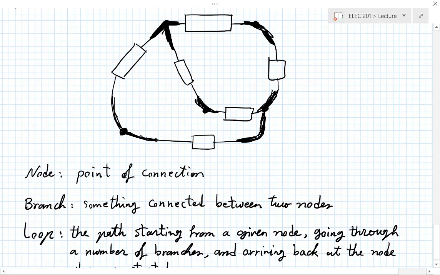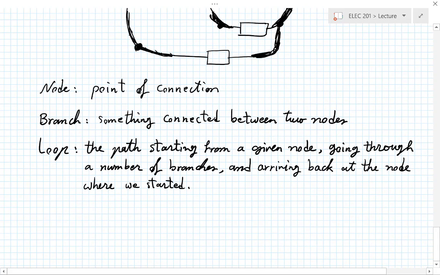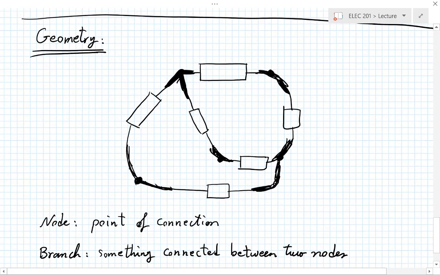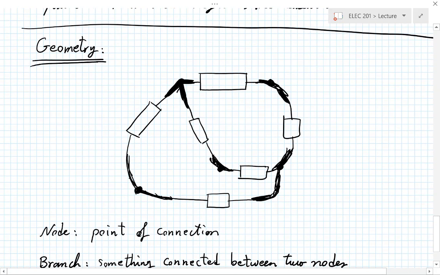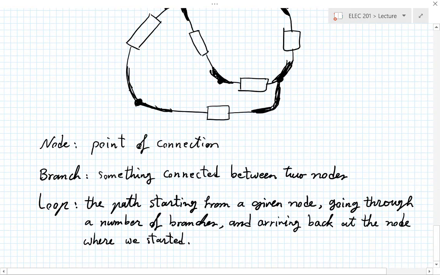Okay. Yes? Is a branch something connected between two arbitrary nodes, or would there be any way to classify? Yeah, between any two nodes where you have a connection. So the question is, is a branch something connected between any two arbitrary nodes? If you look at this node here and this node, these two don't have a branch connecting them, right? Whereas between these two nodes, there is a branch.